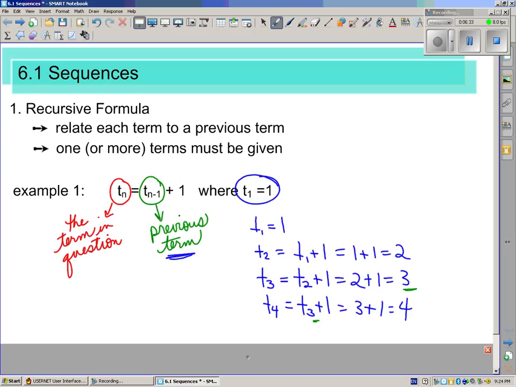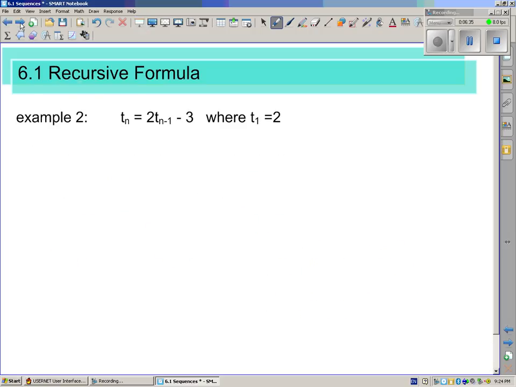Okay, now let's look at another example. Remember we've given our starting term: term number 1 is 2. So anytime I recall term number 1, I'm going to put in a 2. This example says, in order for me to find my nth term, I need 2 times the previous term and then subtract 3. Remember that this symbol, t sub n minus 1, is my previous term.